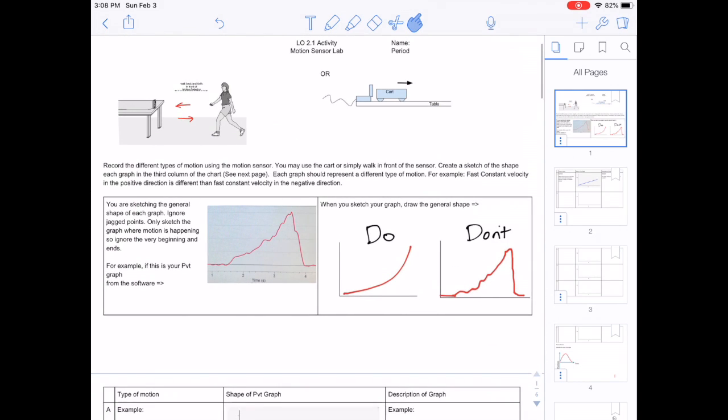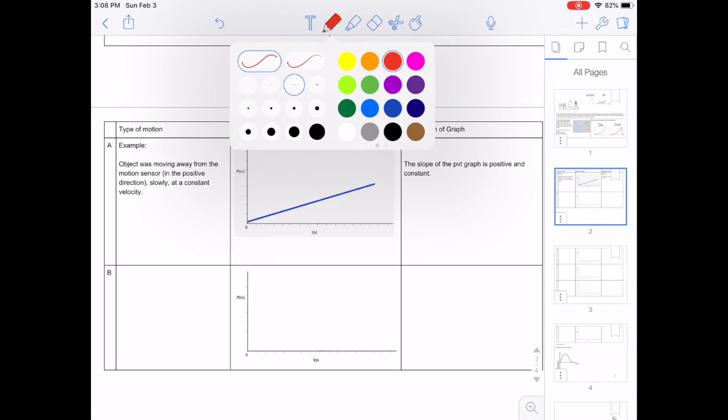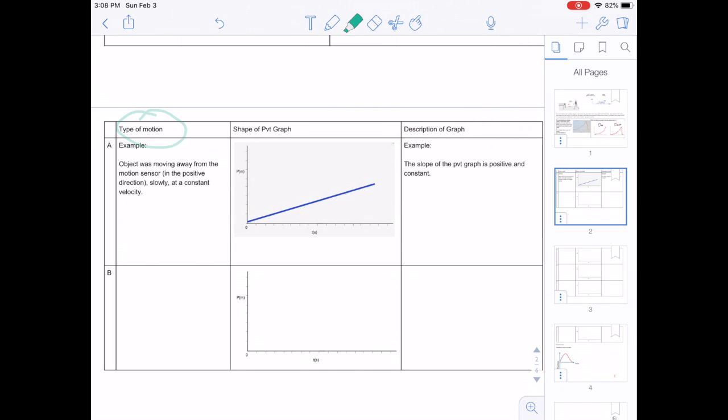So you're tasked with filling in a table that looks like this. It's got 3 columns. We have this type of motion column, and we have the shape of a PVT. You have to graph it, and you want a description of the graph in that column. So how does it work?